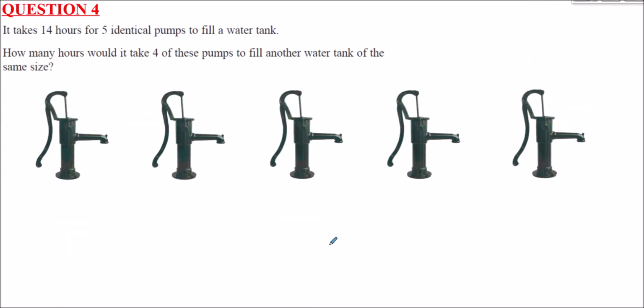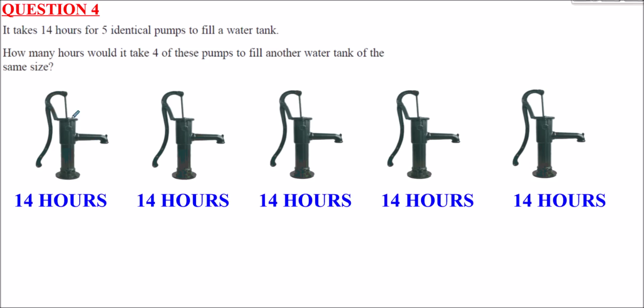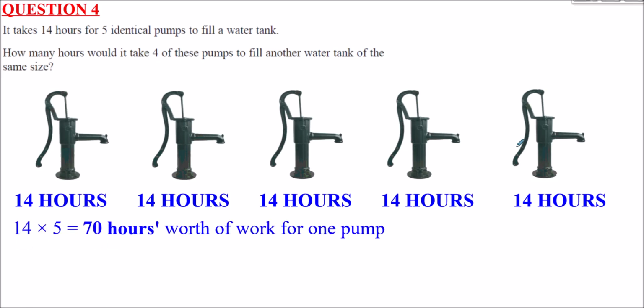So each one of these 5 identical pumps is working for 14 hours. And that's how long it takes combined to fill the water tank. So 14 hours for each one. Imagine how much equivalent work or hours that would be if just one pump were working. 14 hours for that one, plus another 14 for a second, plus 14, plus 14, plus 14. For one pump, that's equivalent to 5 times 14, which is 70 hours worth of work. That's how long it'd take for just one pump.